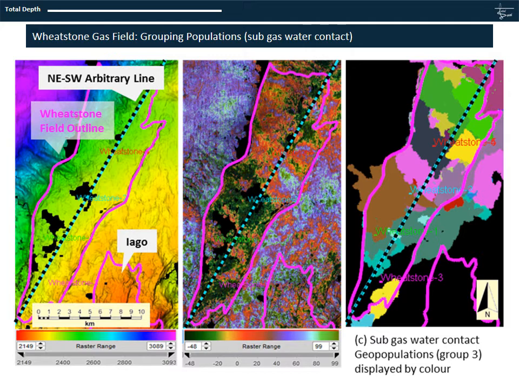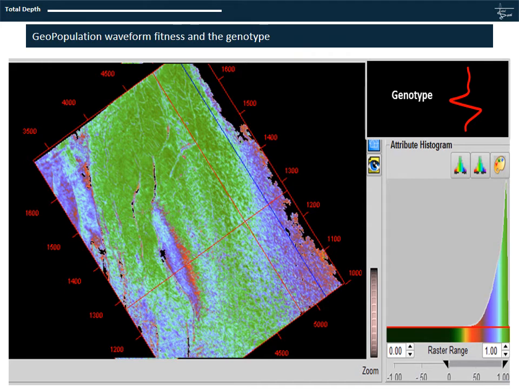But first, I want to talk a little bit more about fitness. Here we see a high degree of variability and we're below an unconformity. We'd expect that, since at an unconformity we see a lot of waveform variability. But fitness, this is a population from the Shandong dataset at the reservoir level. And what we can see is these areas of green represent the highest genetic similarity between that trace and the common waveform of the genotype. So where it's green, we see a high degree of genetic similarity.